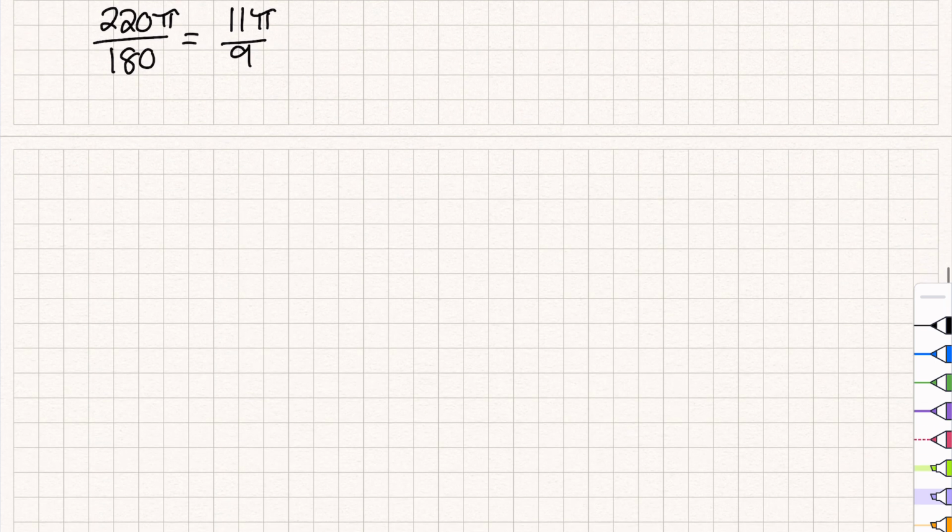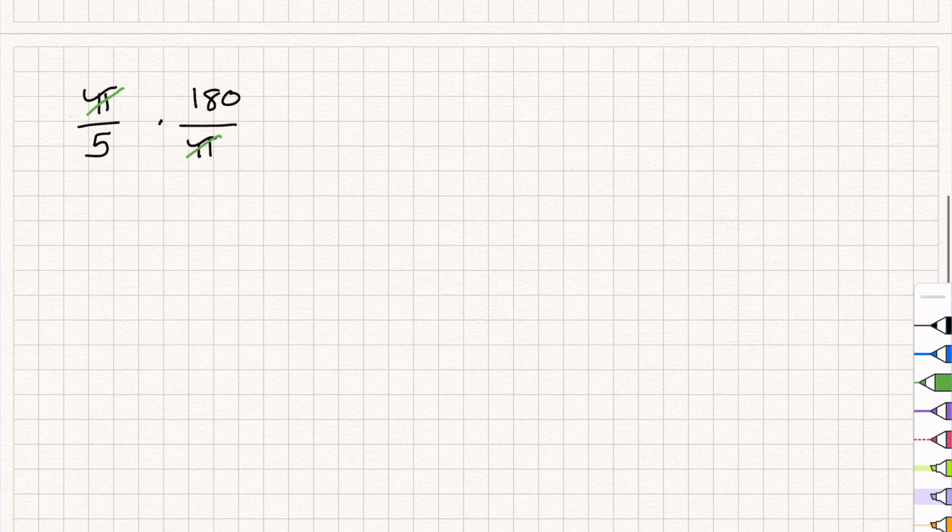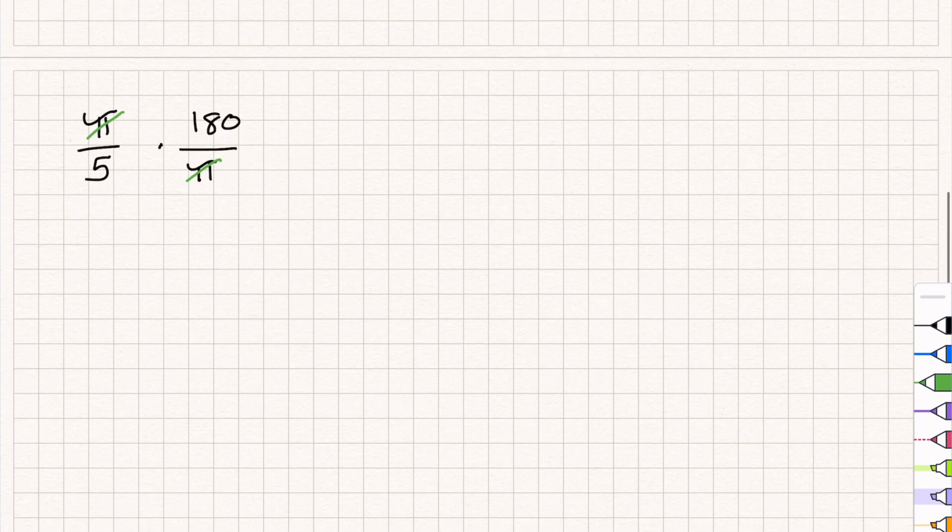If I had radians to convert to degrees, for example, if I had pi over 5, we would multiply that by 180 over pi. Now notice these cancel out, so we would have 180 over 5, or 36 degrees.